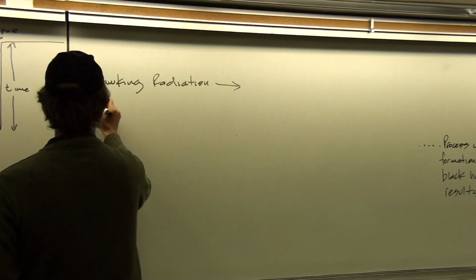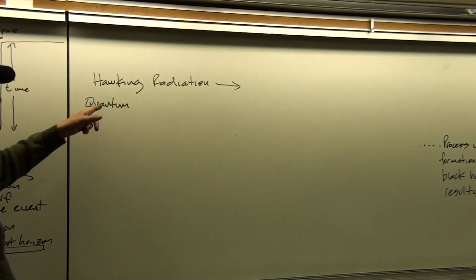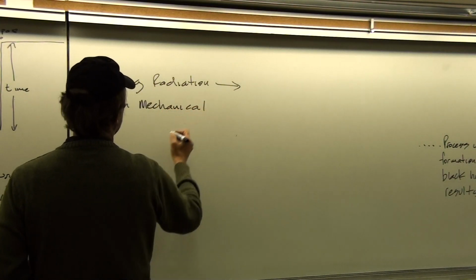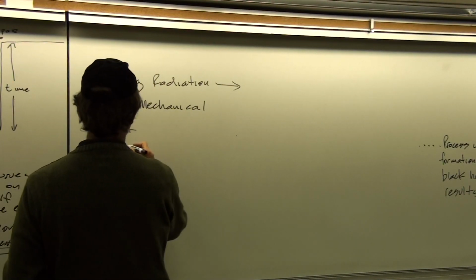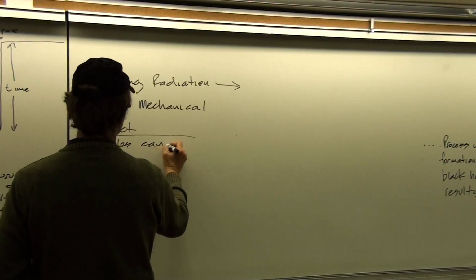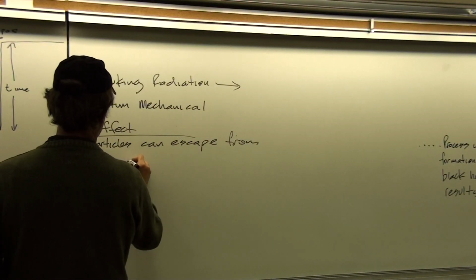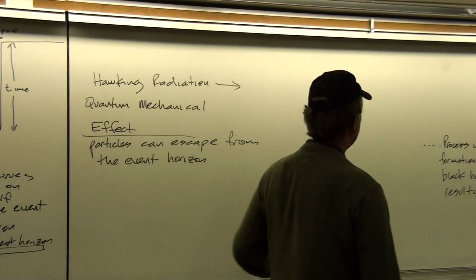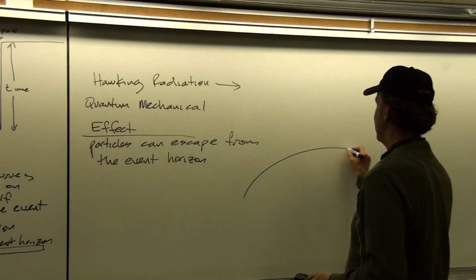So eventually, this is a quantum mechanical effect, not a classical effect. So Einstein's general theory does not predict this. But Stephen Hawking was able to show that this was true because of quantum mechanics. So basically, particles do escape from a black hole. And here is the mechanism, although it's somewhat watered down from Stephen Hawking's actual paper that he wrote on this.